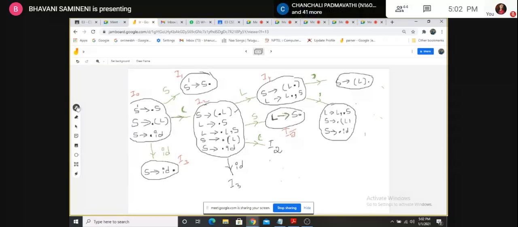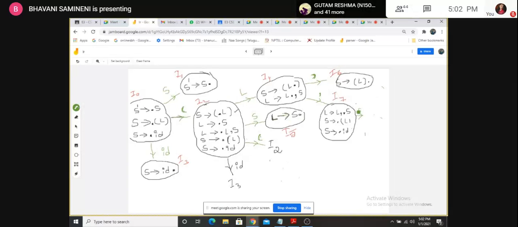Okay. So now this is at the other level. Now again I'll name it in the canonical collection. I5 no need to define. I2, I3 done. It's done. I5. This is I6, and this is I7. Okay. So now from this again we have to define transitions on S, right?